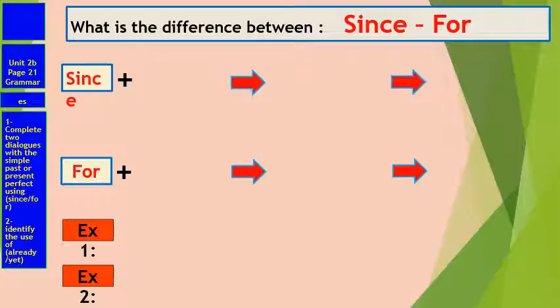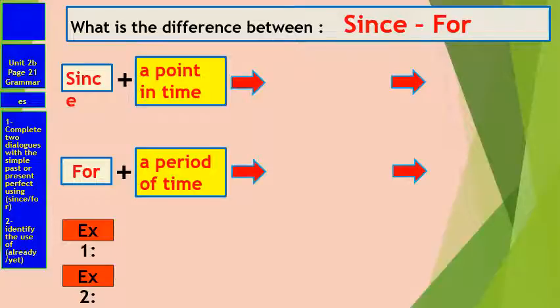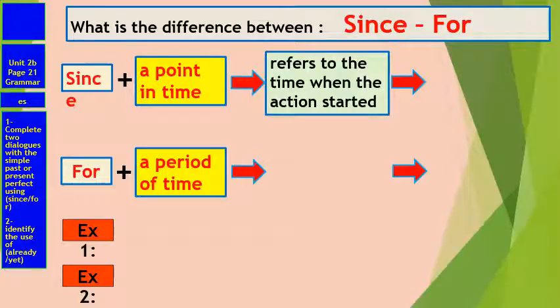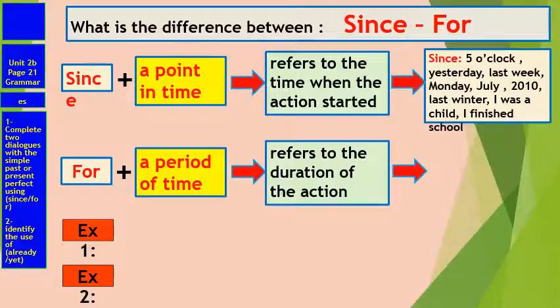I have since here. Then I have a point in time. So I'm certain about the time. Then for, I use for a period of time. Okay. Since refers to the time when the action started. When the action started, I use since. For refers to the duration of the action. Notice that since is for the time and for is for the duration.